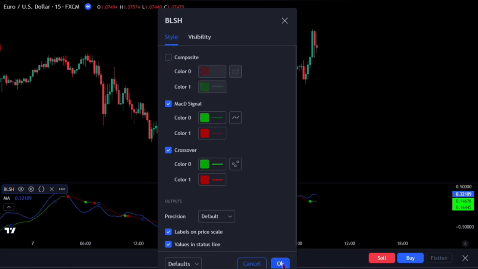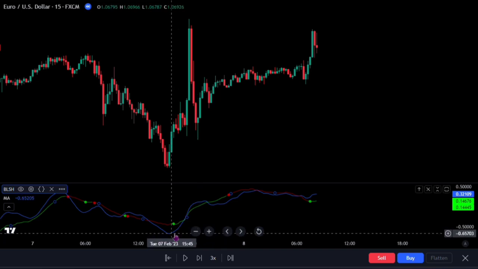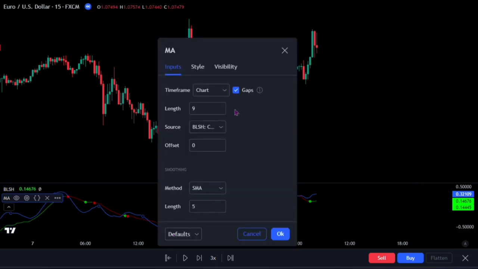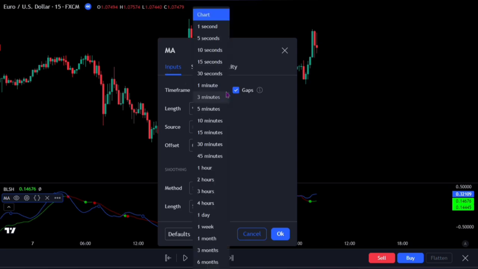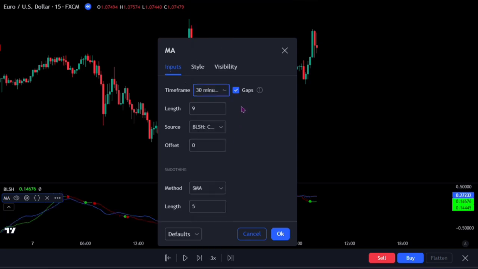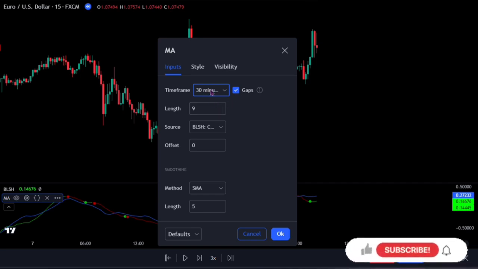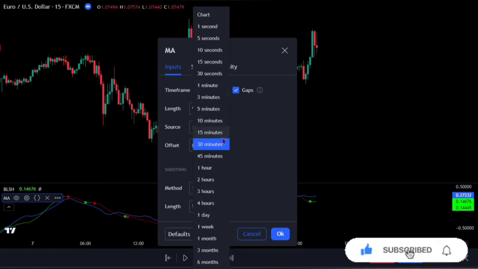Also, for the moving average attached to it, let's adjust its settings for better trading. So bring up its settings. On the inputs, change the time frame to 30 minutes. Please note that no matter the time frame you are trading on, make sure when selecting the moving average time frame, it should be the next time frame after the current chart you are viewing.